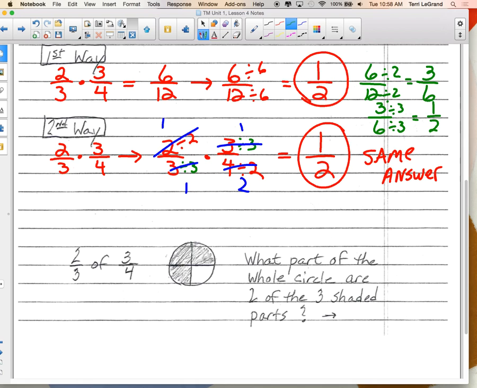Now, let's say you don't catch both of them. Then the answer you get over here, you're going to look at it and be like, wait a minute, 3/6, that can be simplified, that could be 1/2, and you're going to have to finish the problem. You're going to have to do the simplifying. So if you don't catch all of the simplifying in the beginning, in the second way, you might have to catch it at the end.